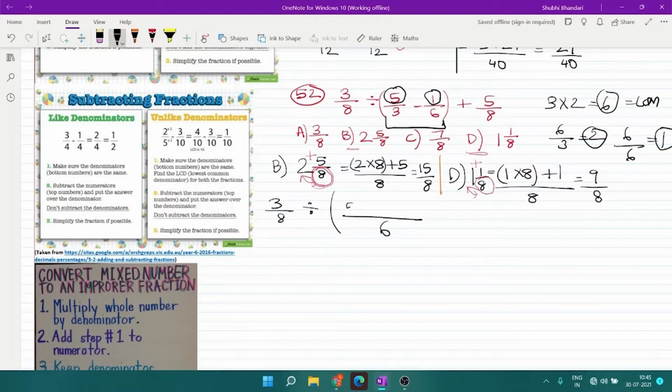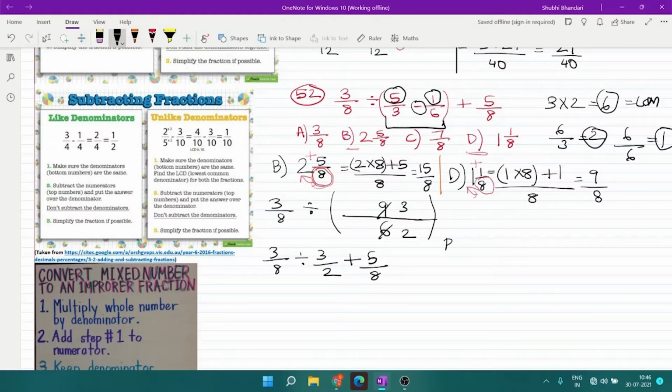So 5 into 2, and since there is a minus sign in the middle, we will put a minus sign, minus 1 into 1. This gives us 10 minus 1, which is 9. So the numerator becomes 9. And since these two are cancelable, we will cancel them with 3. It becomes 3 by 2. So finally 3 by 8 divided by 3 by 2 plus 5 by 8.